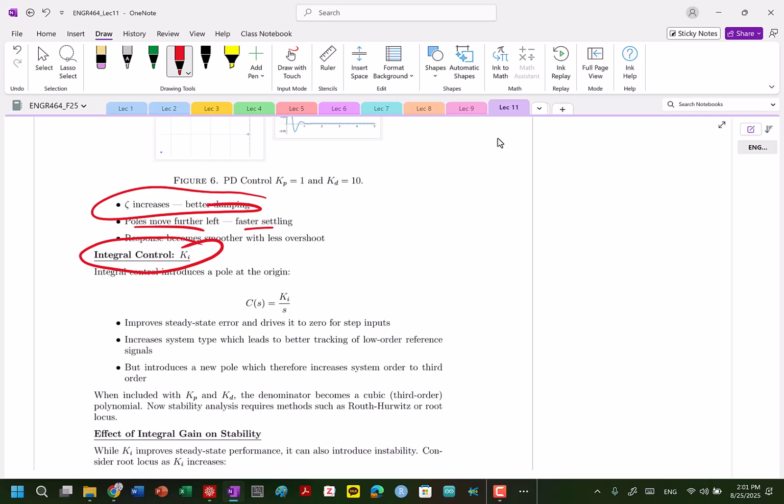Now, the benefits of integral control: improve steady state error, and actually we can drive it to 0 for step inputs. We increase the system type, so we have better tracking. Actually, we're increasing the system type, excuse me, and we introduce that new pole. So we increase that system to basically third order.